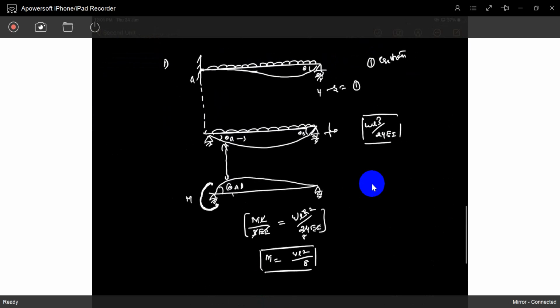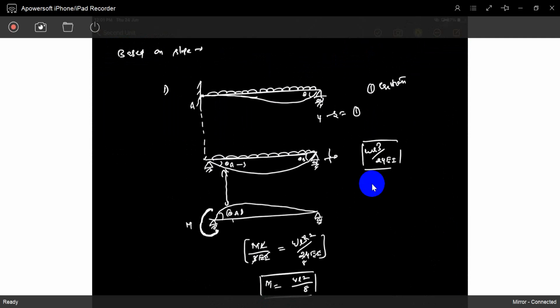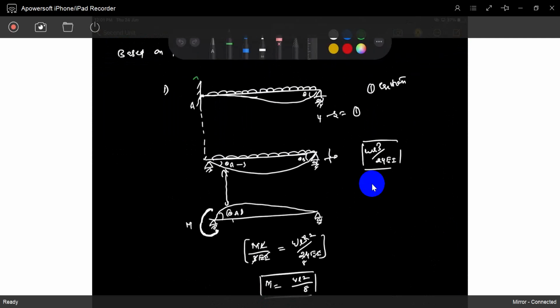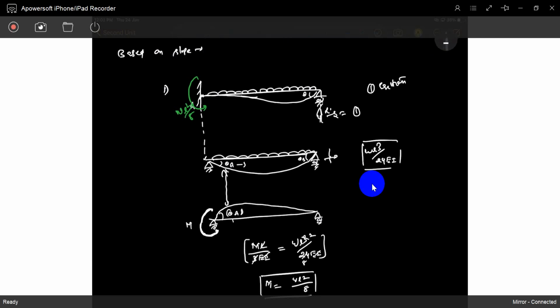Now it's the end. If you know M is WL square by 8, you can easily find the slope in the same direction, and its opposite. If you know that is WL square by 8, the remaining is simple. Taking moments: RB into L minus W into L by 2, plus WL square by 8 in the same direction, equal to 0. So RB into L equals WL square by 2 minus WL square by 8.